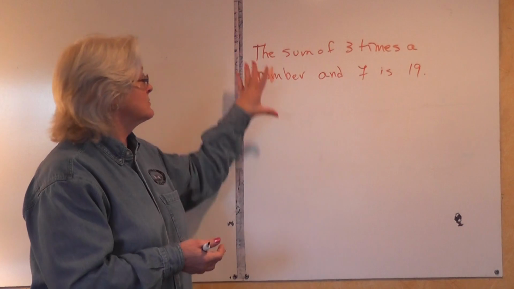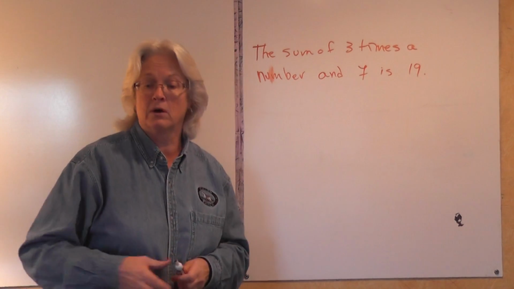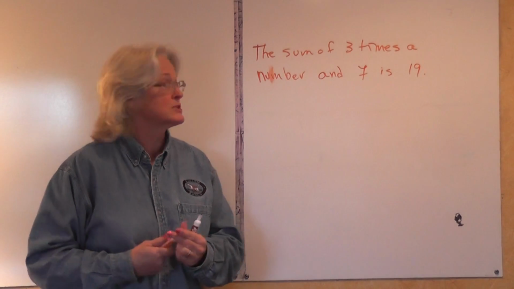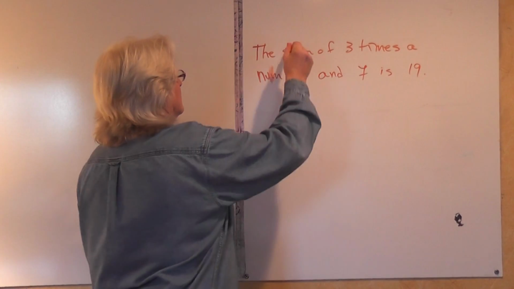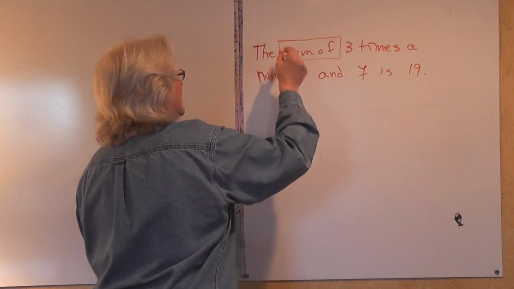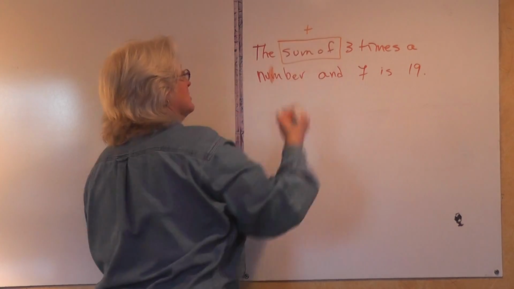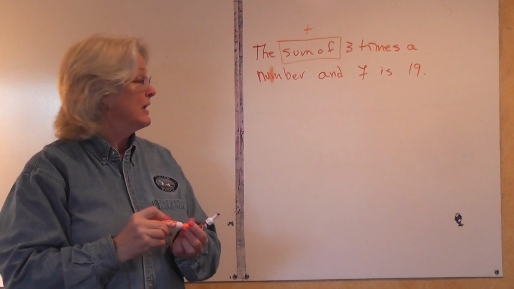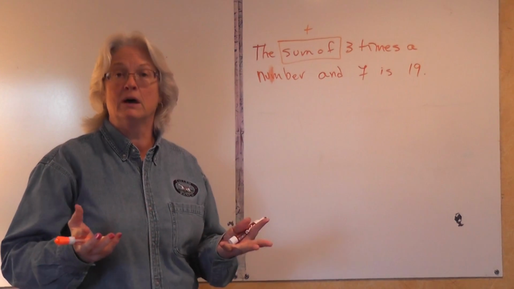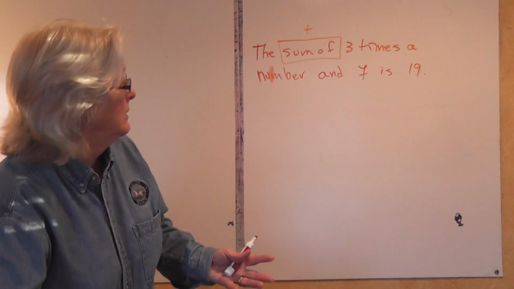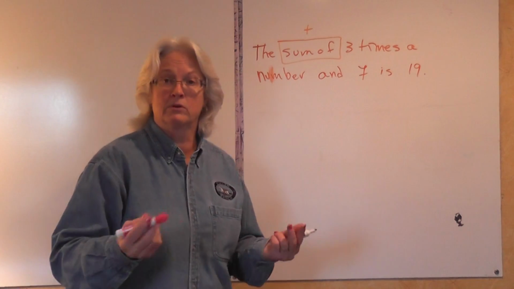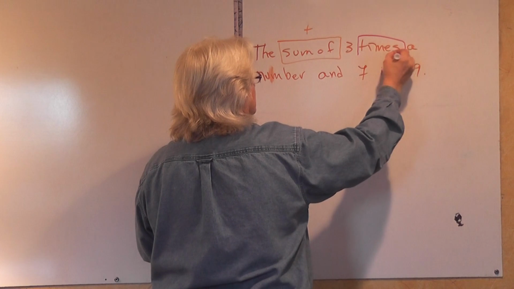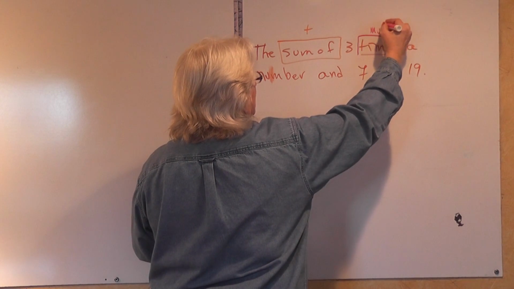So let's look at this expression and see what it is that we're talking about. Go through these words. Well, what does it mean when we're talking about sum of? Yes, that's correct. Sum of means addition. So we know we're going to have two quantities that we're adding together. What does 3 times mean? Well, what's it talking about when we're talking about times? Multiplication. So we're going to multiply here.